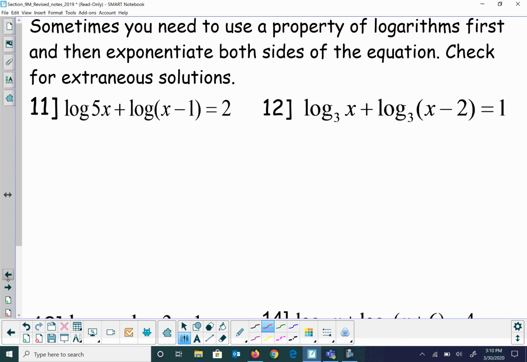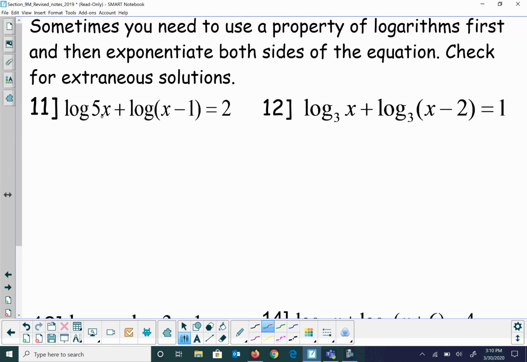Sometimes you need to use the property of logarithms and then exponentiate both sides of the equation. Check for extraneous solutions. Extraneous solutions is where I would get log of a negative value on these ones. So we need to take our answers, plug them into the original, and see if the log becomes negative.